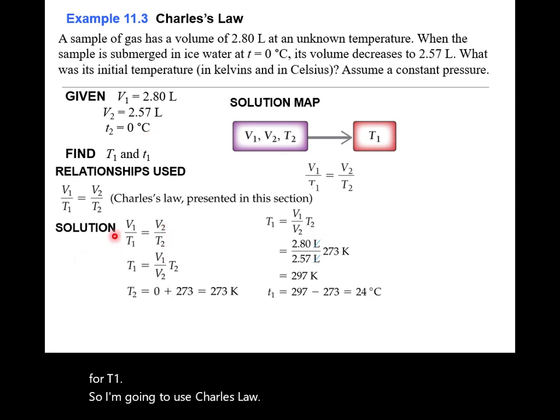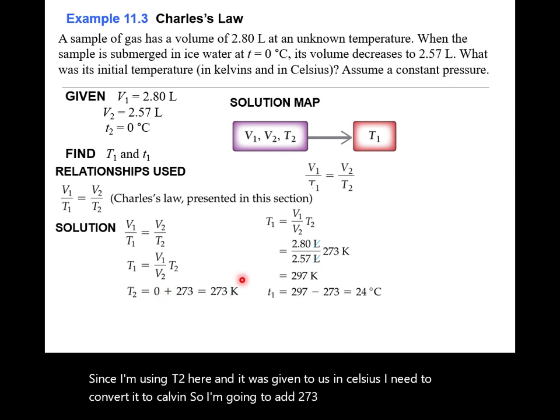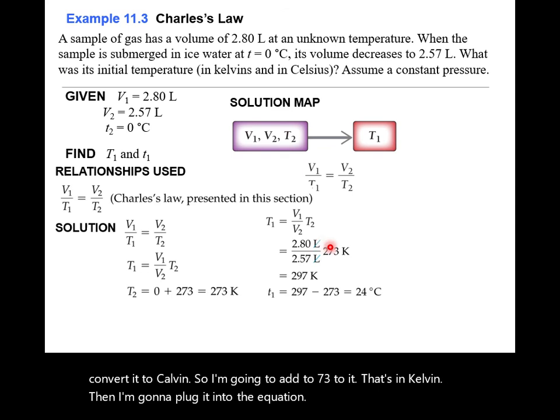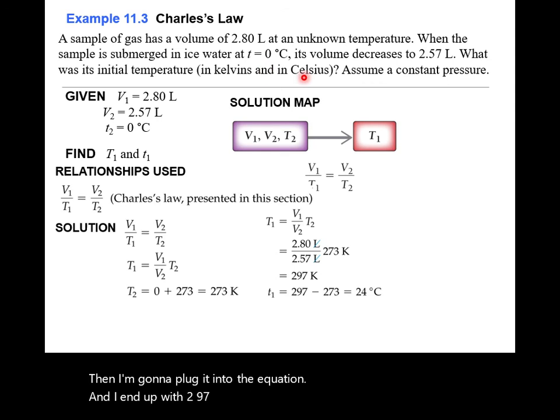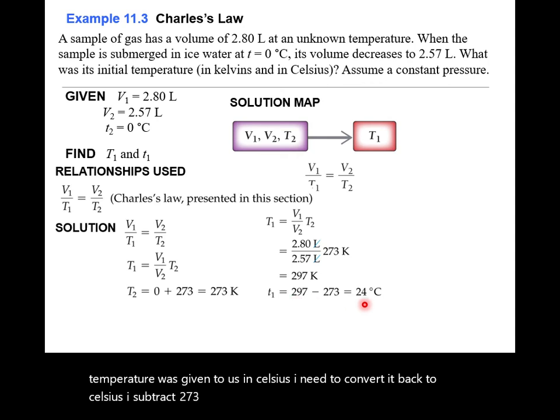I'm going to rearrange it to isolate T1 on one side. Then, since I'm using T2 here and it was given to us in Celsius, I need to convert it to Kelvin. So I'm going to add 273 to it. That's in Kelvin. Then I'm going to plug it into the equation, and I end up with 297. That's in Kelvin, but the temperature was given to us in Celsius. I need to convert it back to Celsius. So I subtract 273 from my answer and I get 24 degrees Celsius.